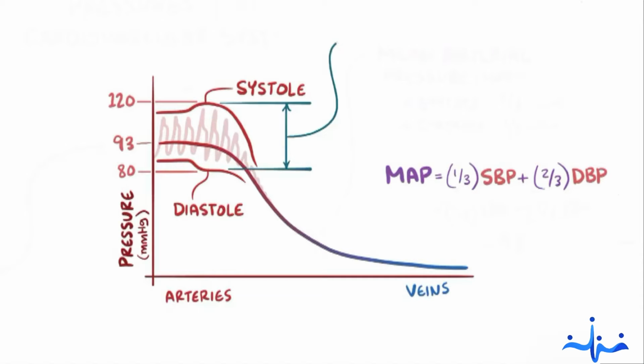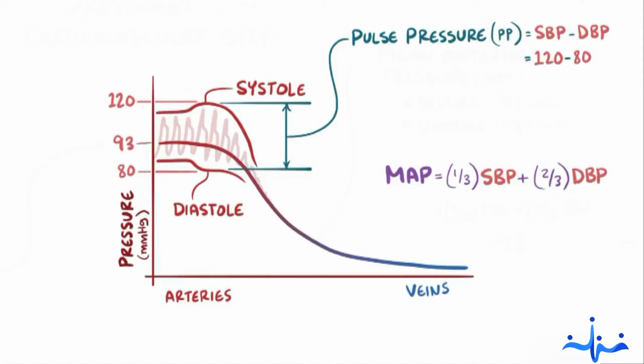Another value we can look at is the pulse pressure, which is the difference between the systolic and the diastolic blood pressure. In this scenario, the pulse pressure would be 120 minus 80, or 40 millimeters of mercury.